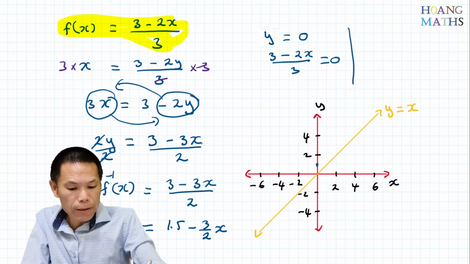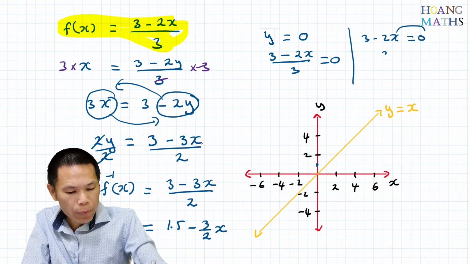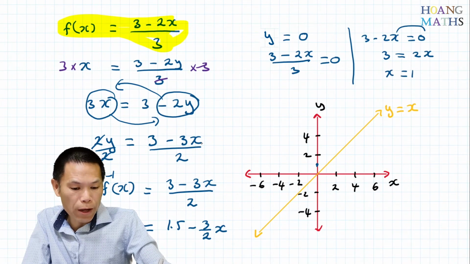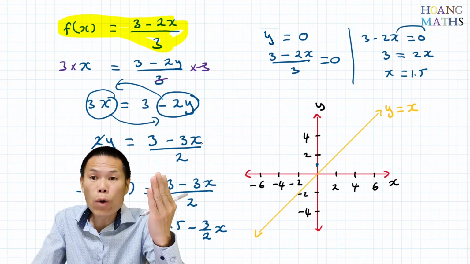So this means that I times 3 on both sides. So 3 minus 2x is equal to 0. I move this to the other side. 3 is equal to 2x. So I divide by 2 on both sides. So this means that x is equal to 1.5.